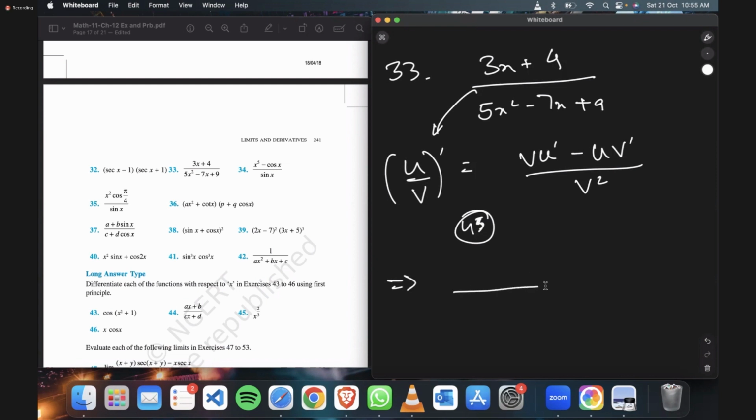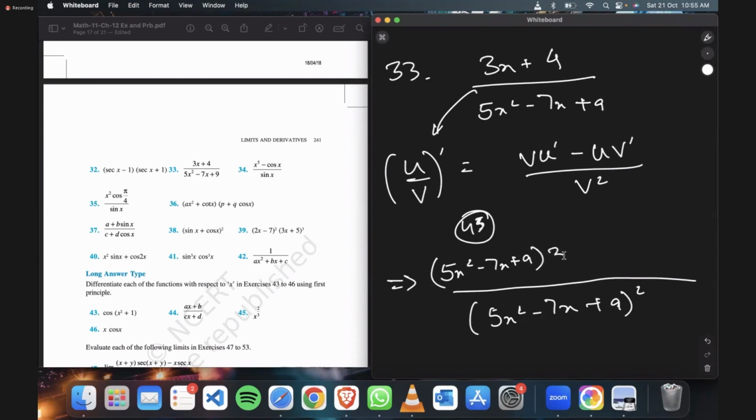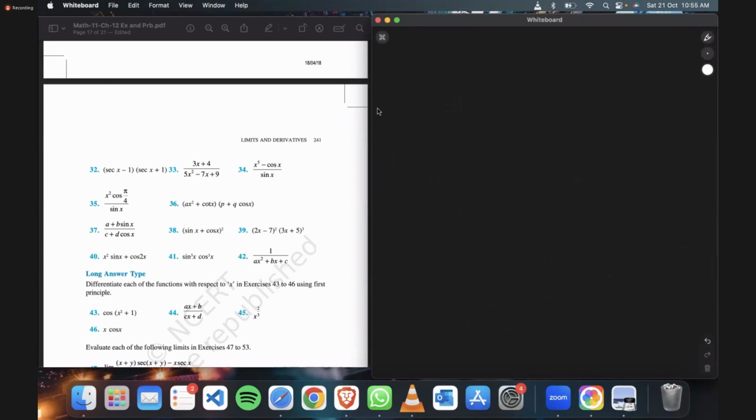So we'll put v as (5x² − 7x + 9), the whole squared, in the denominator. In the numerator, (5x² − 7x + 9). The differentiated numerator is 3, times (3x + 4) subtracted. The differentiated denominator is 10x − 7. So this is what you are getting here. Let's try to simplify it further.